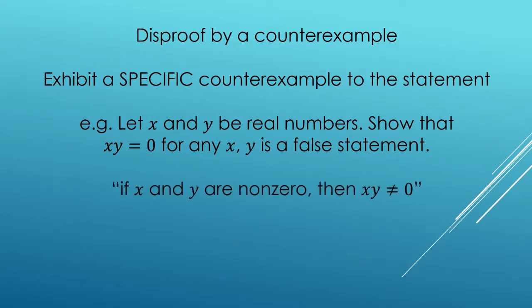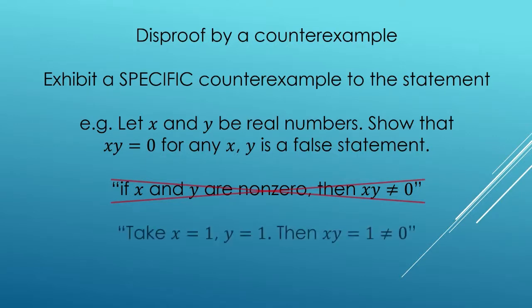If x and y are non-zero, then xy is non-zero. This is a terrible counterexample because it is not a specific counterexample. Take x equals 1 and y equals 1, then xy equals 1, not equal to 0. This is a good counterexample because x equals 1 and y equals 1 is a specific counterexample to the statement.